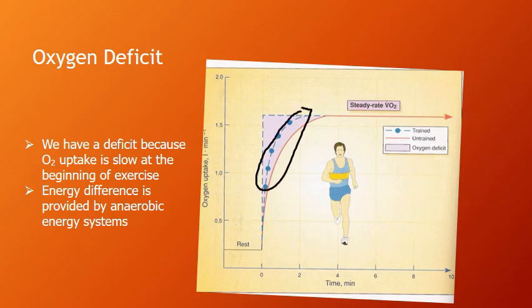There's a blue line here, and that blue line's just showing what happens in a trained person. Simply, the oxygen uptake is faster, and the rate that oxygen is taken in, the rate of increase, so basically the steepness of this curve, is called oxygen uptake kinetics. So oxygen uptake kinetics describes how quickly you reach a steady state. A trained person reaches a steady state faster.